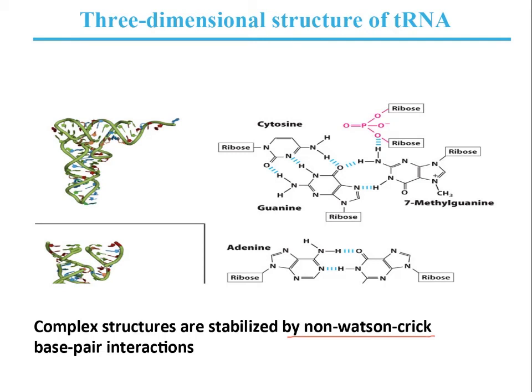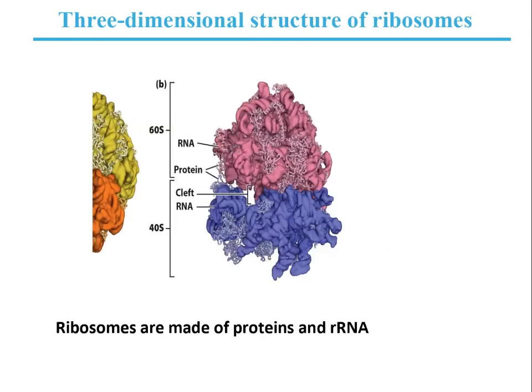You see here the guanine. It should base pair with cytosine in this case, but you see the guanine also base pairs with guanine in the 7-methylguanine. So this is not Watson and Crick base pairing. This is only for tRNA, transfer RNA.